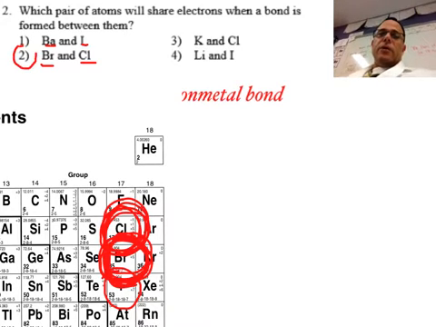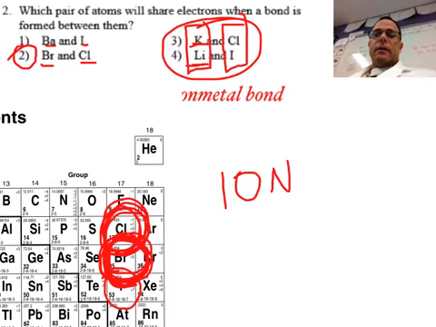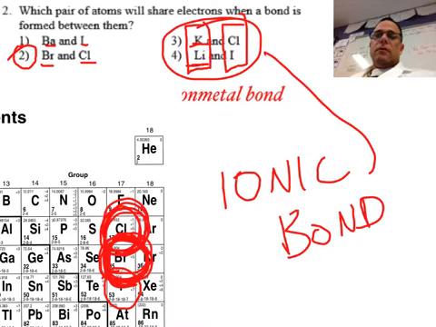So the answer is 2, but inspect number 3 quickly. Potassium is a metal, as is lithium, so that would not be covalent bonds. But what type of bonds would hold these together? Potassium and lithium are both metals, while chlorine and iodine are nonmetals. If you remember, that is an ionic bond. Those two are.